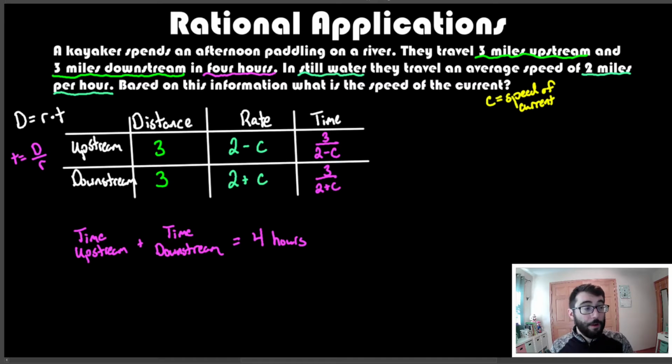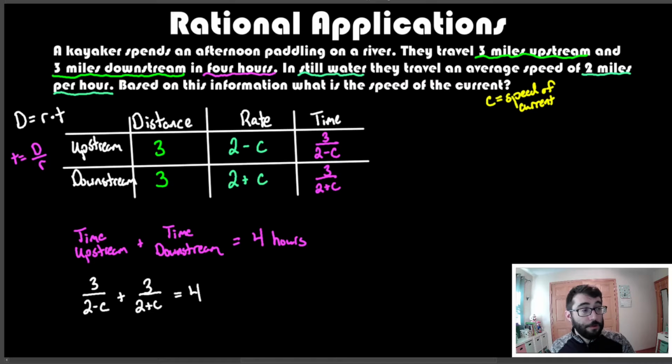And from there, we can set up our equation. Time upstream is 3 over 2 minus C. Time downstream is 3 over 2 plus C. We add these two together, and that should be equal to 4 hours. And from here, this should be pretty straightforward. It's solving a rational equation.